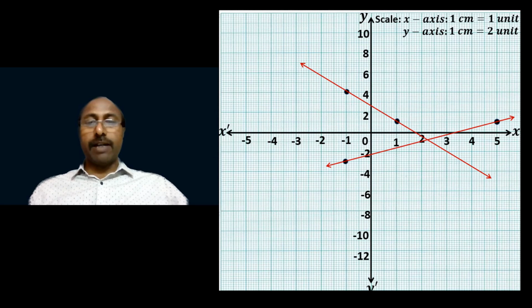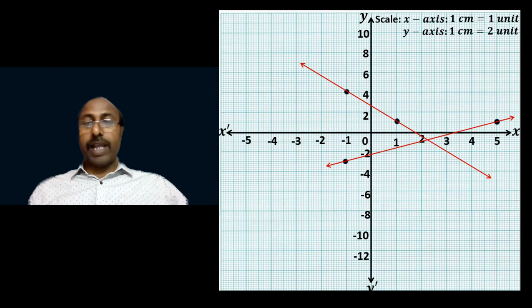See this graph. In this graph, the two lines are intersecting at 2.3 comma minus 0.8 or something. So in such cases, it is difficult to denote the coordinates of the point of intersection of the lines represented by our equations.